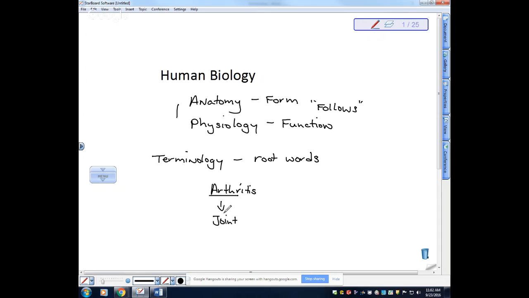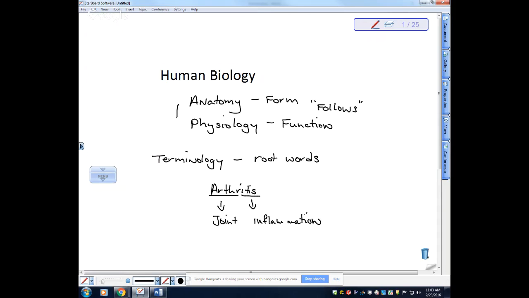Right? So that has to do with anything that is the connection between two bones. The articulation between two bones is a joint. And sometimes joints are movable and sometimes they're not. Arthritis is specifically the study of the inflammation of the joints.